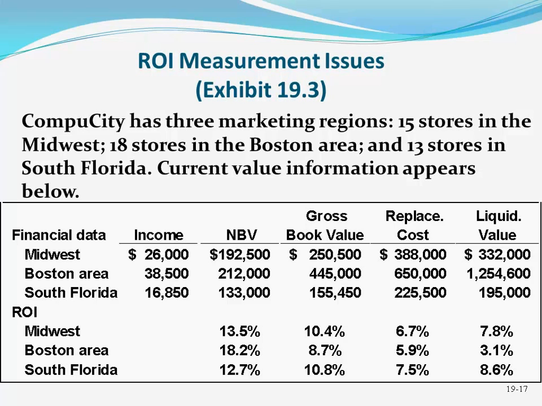Now, if you look at numbers, several interesting things pop up. For example, there's a big increase here, very unusual, in the liquidation value of the assets in the Boston area. They're very high compared to NBV, gross book value, and even replacement costs. They almost double the replacement cost, and they're almost 3 times as high as the gross book value.